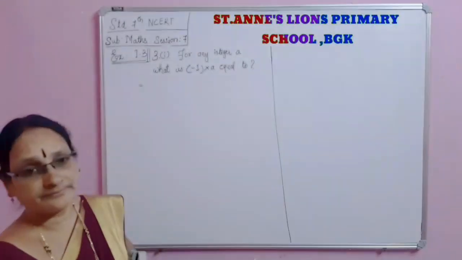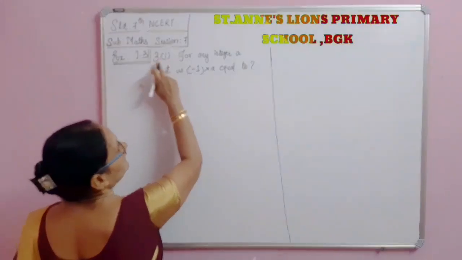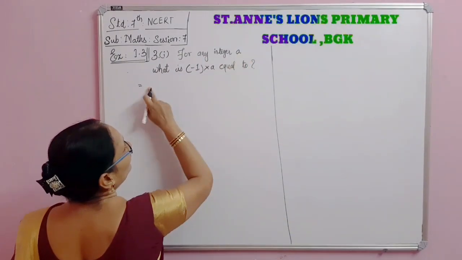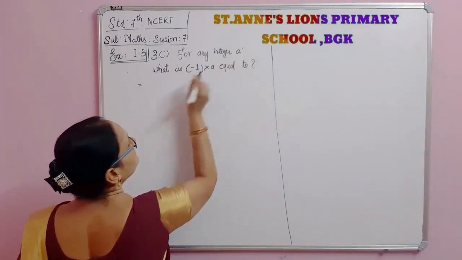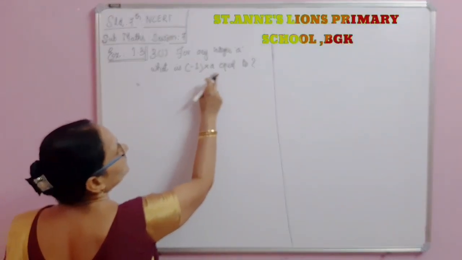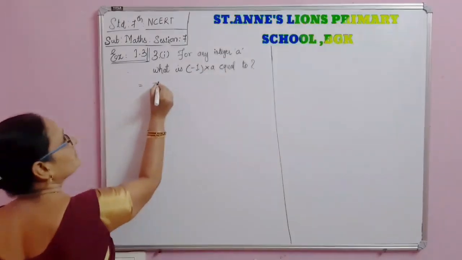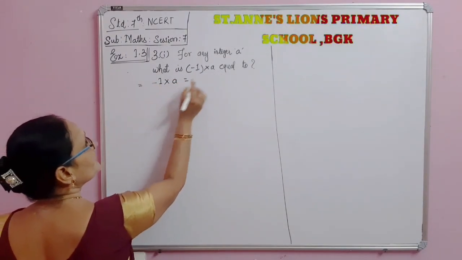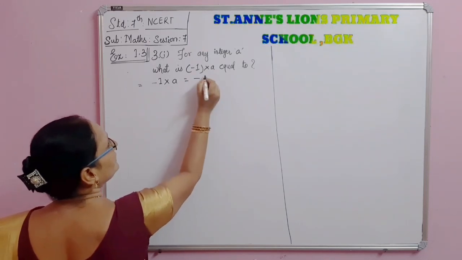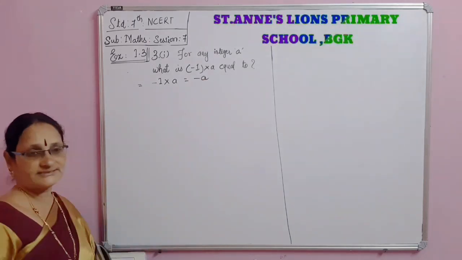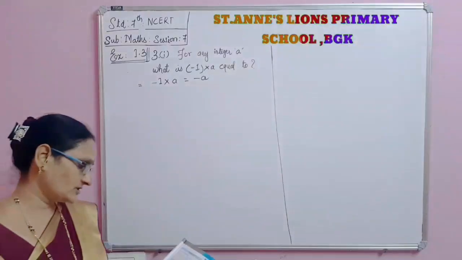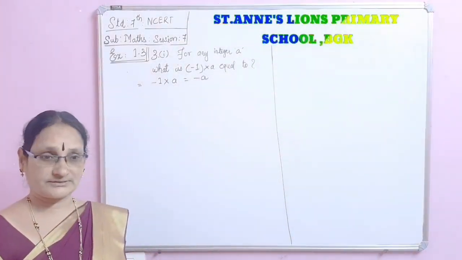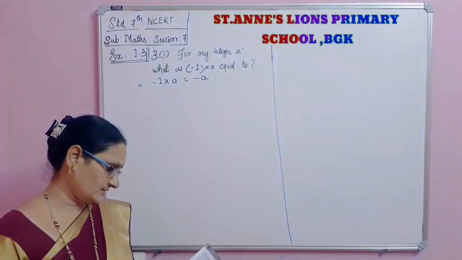Next the third main. See here. First one, third main, first one. For any integer a, what is minus 1 into a equal to? See, minus 1 into a equal to, minus into plus, minus 1 is a. Answer is minus a. Finish. Such kind of questions will come in fill in the blanks. Okay. So keep it in mind.